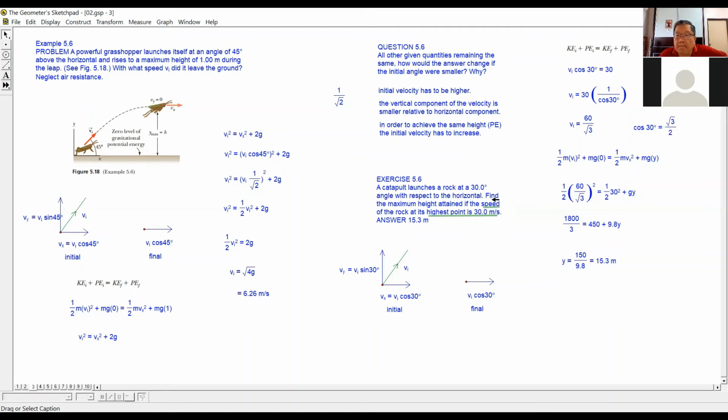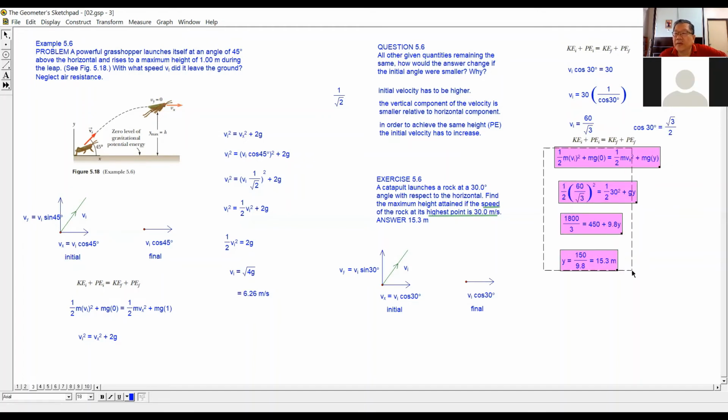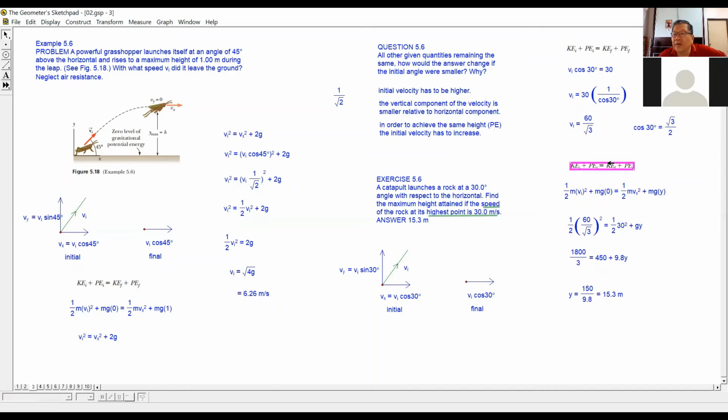Okay, so what is the final height? We are going to use the conservation of energy. We are going to make use of this here. The initial kinetic energy, half mv squared. The initial velocity is vi, so half mvi squared. So the position is ground level initially, so the mg 0. Finally, when it reaches the maximum height, it has a velocity, so half mv squared.